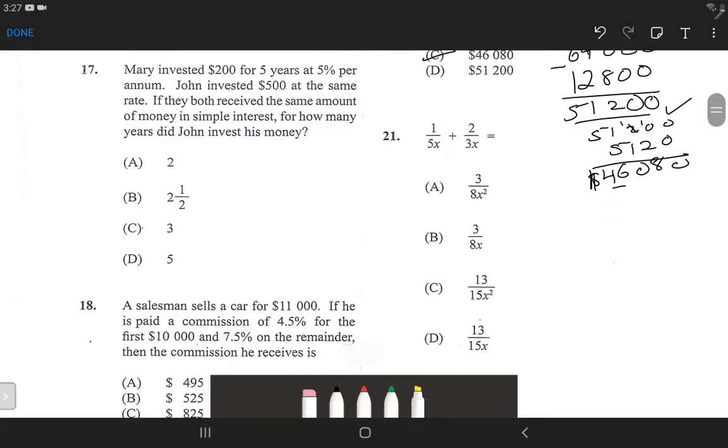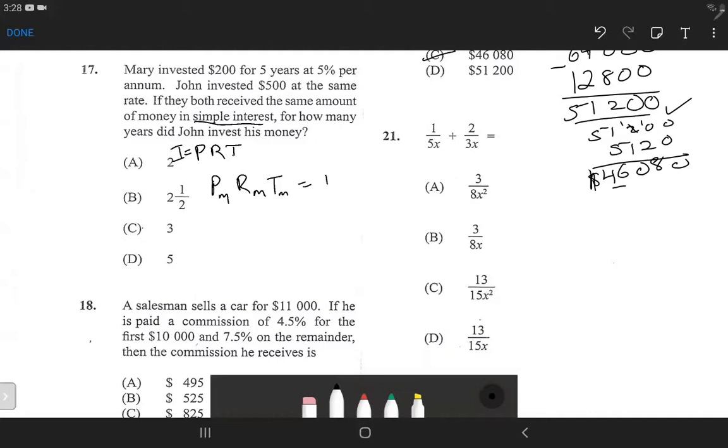Mary invested $200 for 5 years at 5% per annum. John invested $500 at the same rate. If they both receive the same amount of simple interest, how many years did John invest? Well, we have simple interest is principal by rate by time, right? So if they both have the same rate, we have principal of Mary, rate of Mary, time of Mary should be equal, because they get the same interest, right? You say the same simple interest.